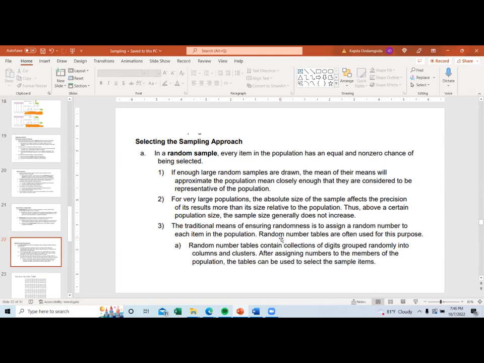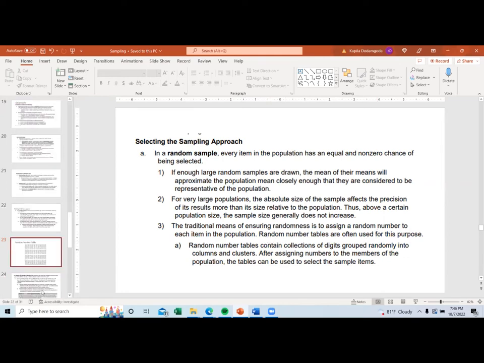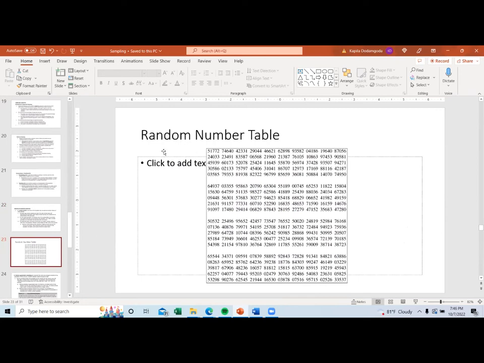If each and every item in the population has an equal chance of being included in the sample, we call it a random sample. For that, we use what we call the random number table. If you just go to Google and search for that, then you will see some sort of random number tables like this.